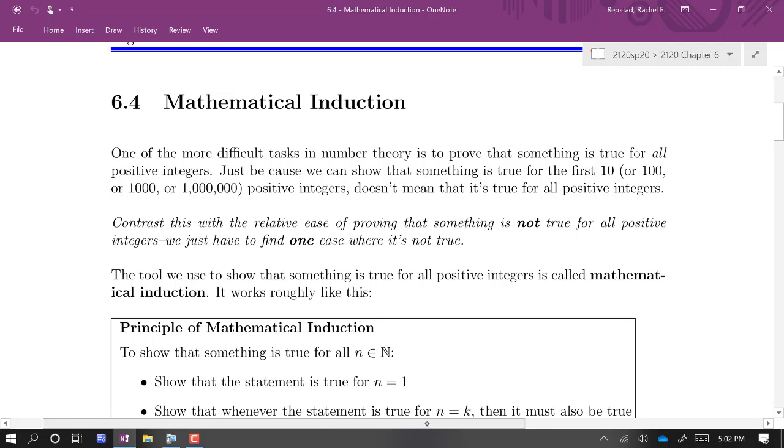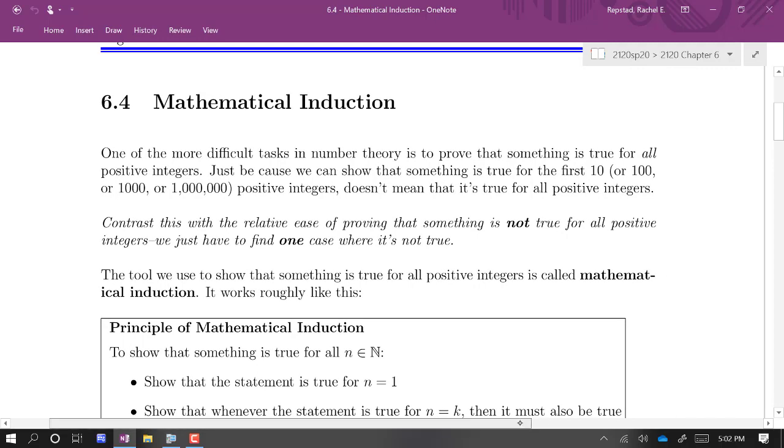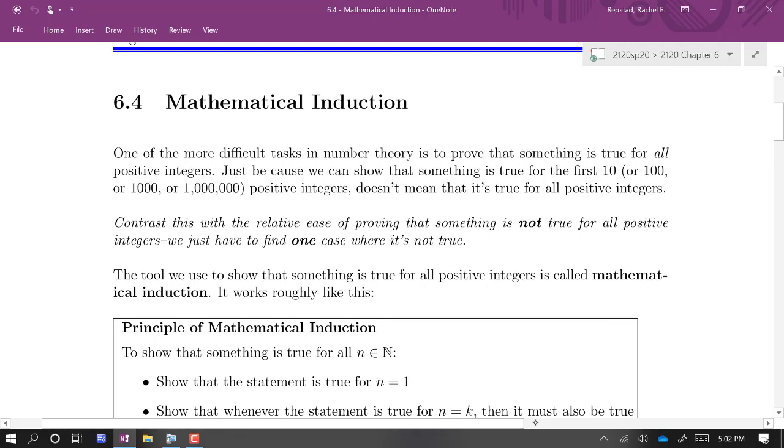All right, so we're going to close out this chapter by taking a look at mathematical induction, which is a technique for writing a proof. It's a way we could prove that something is true, say, for all positive integers, or maybe for all positive integers starting at some least element.